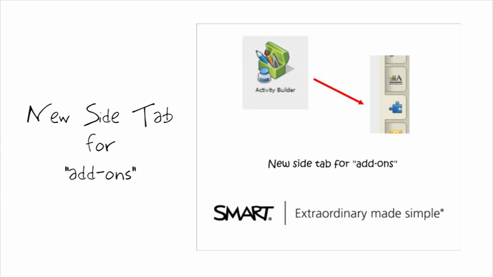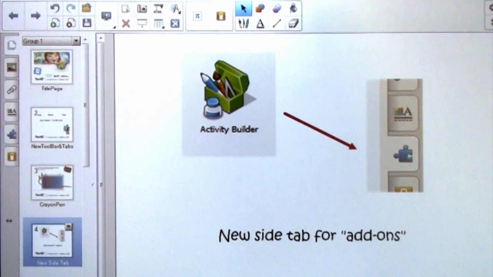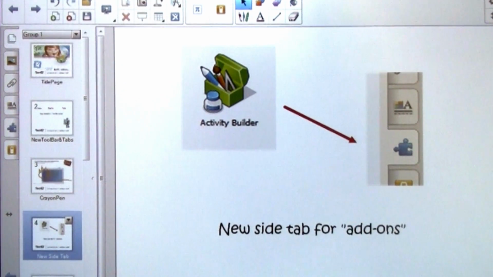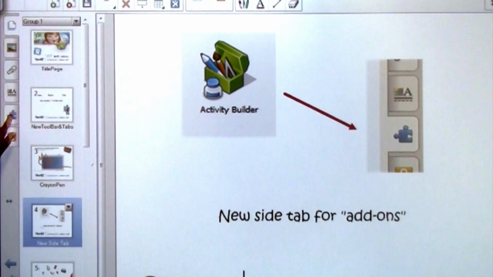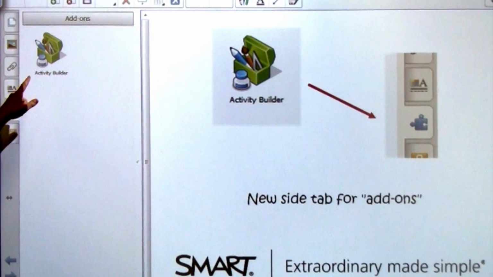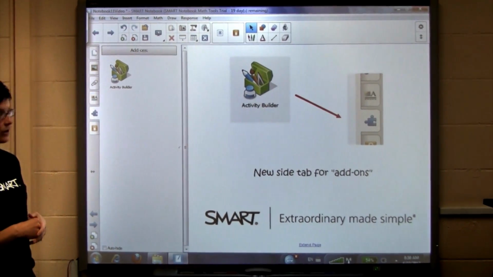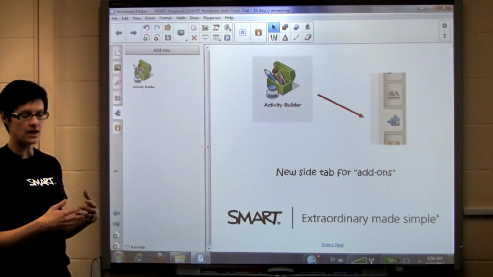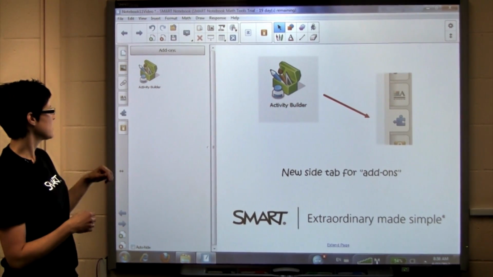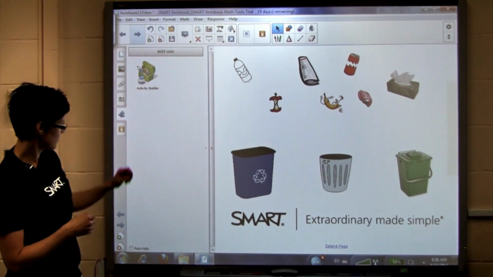So now we'll move on to the new side tab that they've added. It looks like a puzzle piece, and it is called the Add-ons tab. So anything that they come out with in the software will be added to this tab. And if I touch it here, you can see that the one in there right now is called the Activity Builder. So this one allows you to build an activity, a sorting activity that's already built in. And I'll show you on the next page one that I've created.